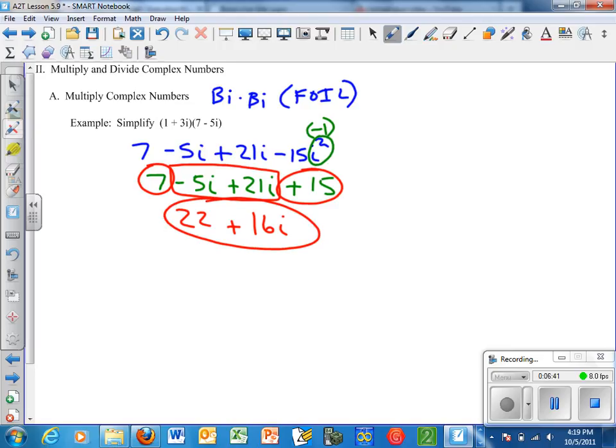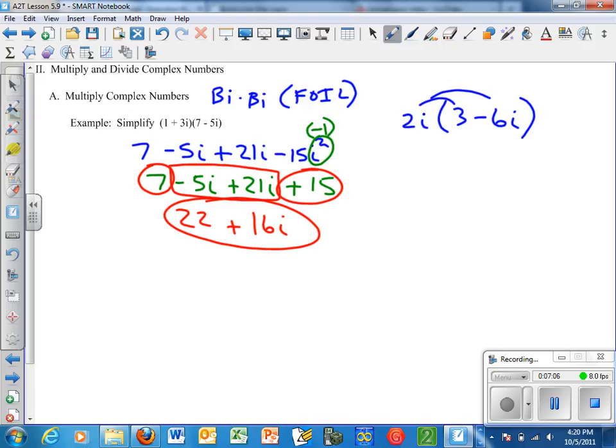So it's 22 plus 16i. Now, I don't have an example in the notes, but I just want to go through one thing here. If I have 2i multiplied by 3 minus 6i, so it's a monomial, 2i, times the binomial 3 minus 6i. All the algebraic rules apply, you would just distribute. So this is just giving you another example.